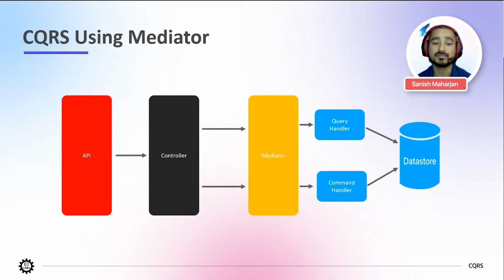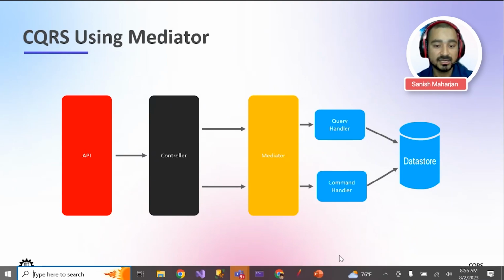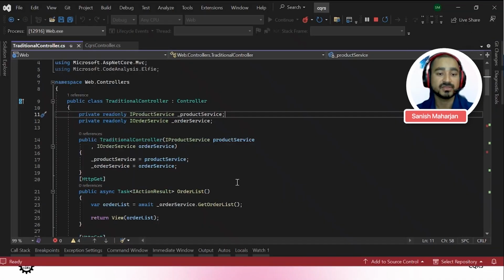But here, in the case of the mediator, the controller only deals with the mediator, and that mediator will decide whether to call the product service or order service, or more specifically the product query handler, product command handler, order query handler, or order command handler. To talk about that in detail, let me just open my Visual Studio.